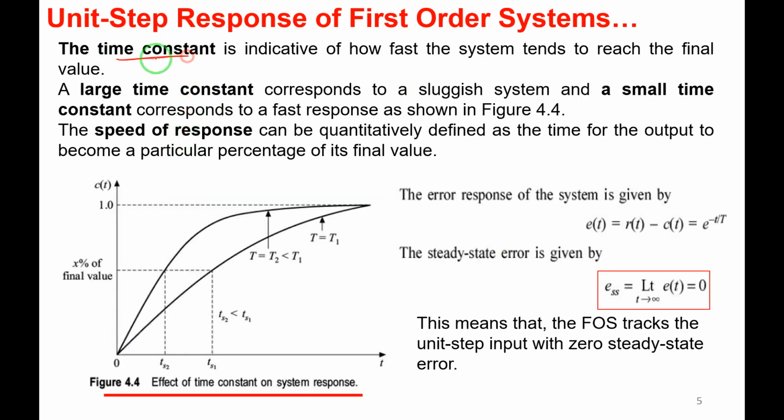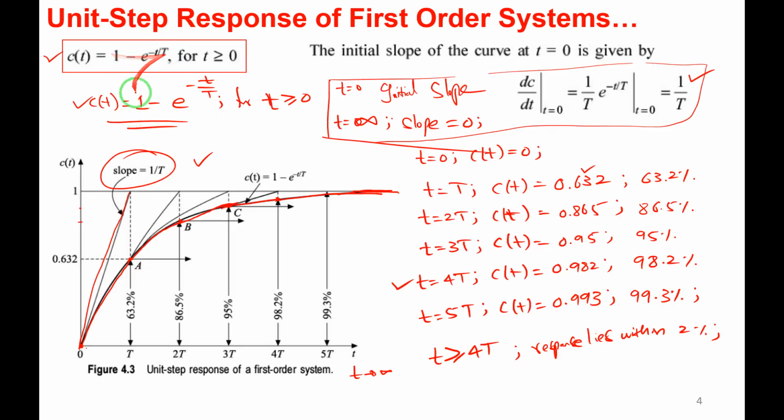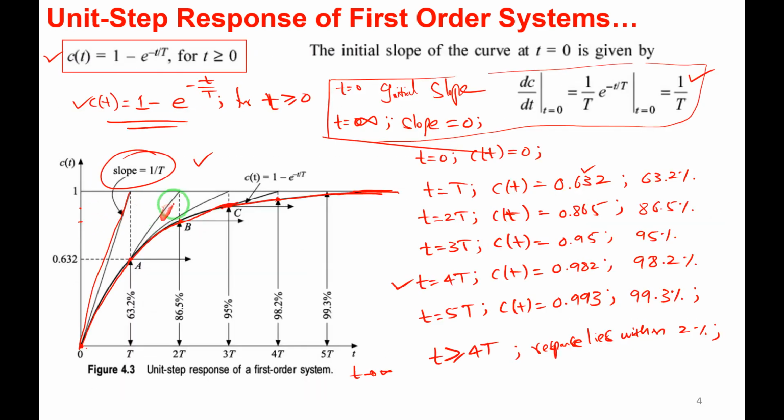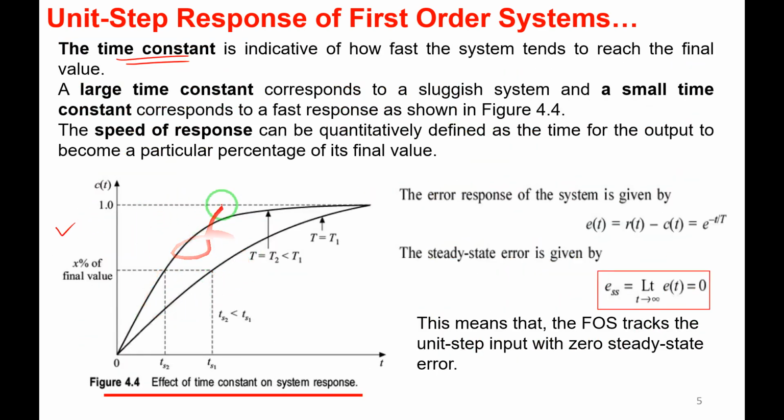What is this T in the response of the system? This capital T, the time constant, will tell us how fast the system tends to reach the final value. Here this graph and this graph are one and the same, but we have plotted this graph for two different time constants, T1 and T2. If I plot for time constant T equal to T1, this is the plot.